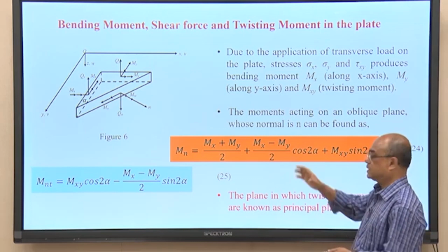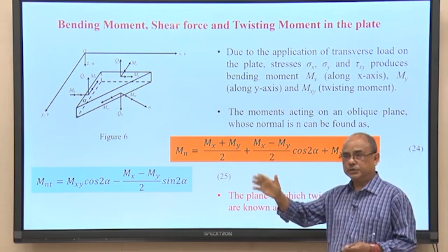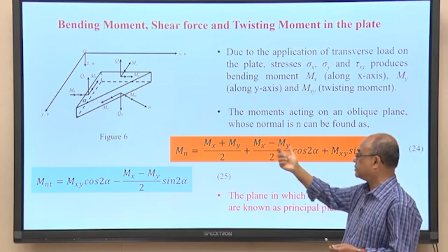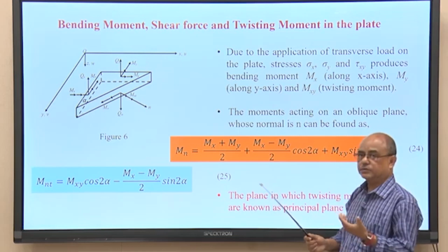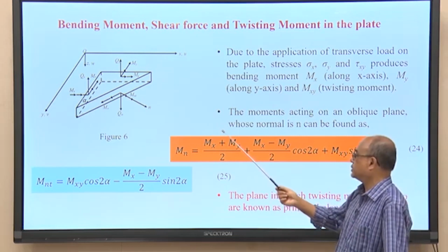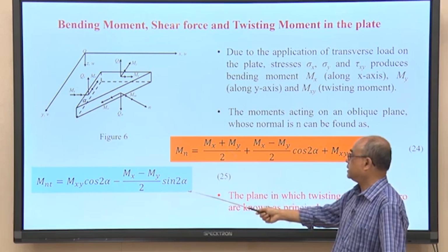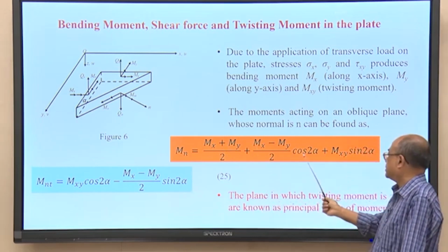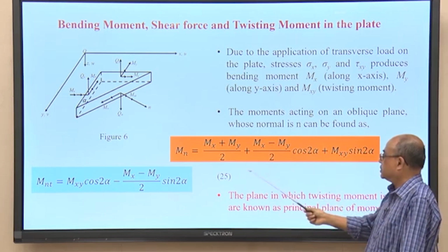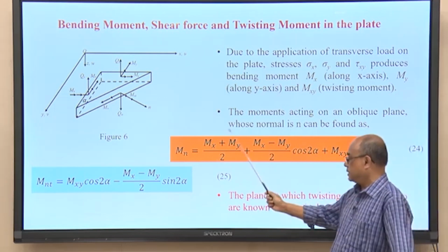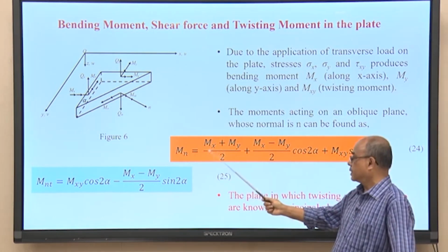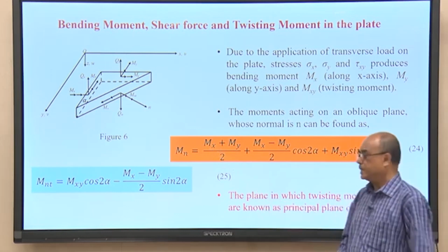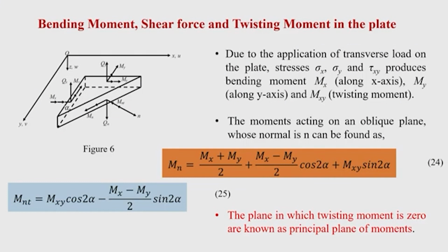So, what are these? These are the moments in two mutually perpendicular directions, n direction and t direction. The t direction is the tangential direction to the plane, and the n direction is the normal direction to the plane. So, two expressions are obtained which involve the orientation angle alpha. If the orientation angle is known, we can find the moments in the two orthogonal directions in any oblique plane by this expression.